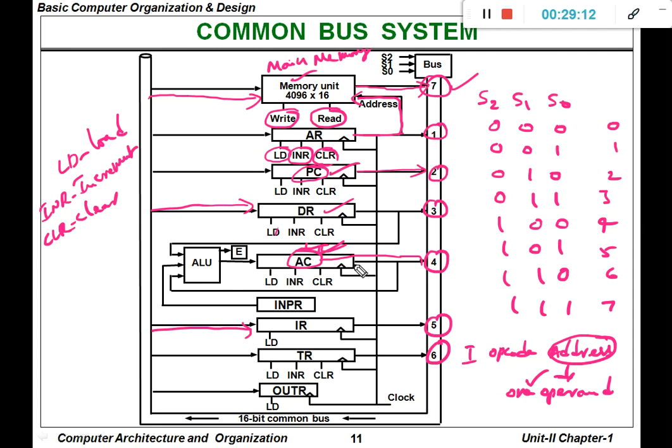So here you can see the connection. From AC, we are going to pass the value to the arithmetic logic unit, and after performing the arithmetic operation, we are going to store the result once again in the accumulator register. And here you may observe the connection.